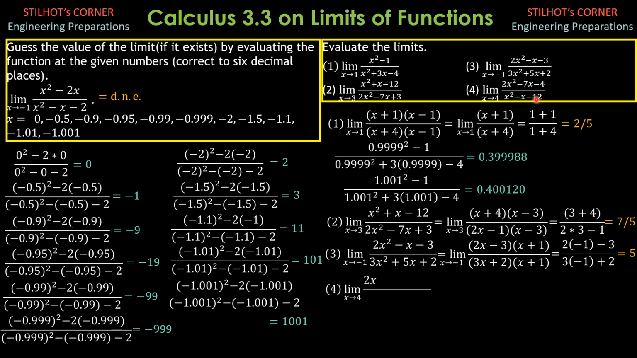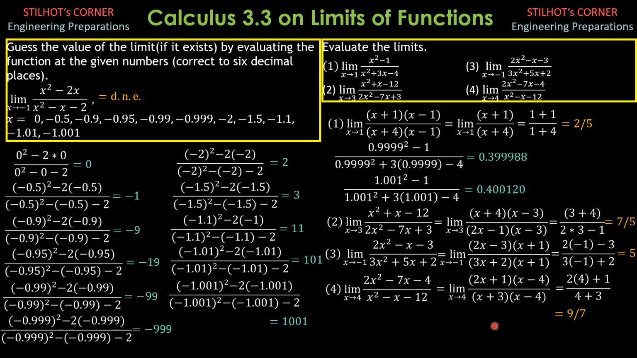So we write number 4 as limit of 2x squared minus 7x minus 4 over x squared minus x minus 12 as x approaches 4, into limit of quantity 2x plus 1 times x minus 4. Denominator would be x plus 3 times x minus 4 as x approaches 4. So we can cancel x minus 4. When x approaches 4, the numerator does not approach 0 as well as the denominator, so therefore it is safe to substitute x is 4. So 2 times 4 plus 1 over 4 plus 3, 9 over 7. So the limit is 9 over 7.